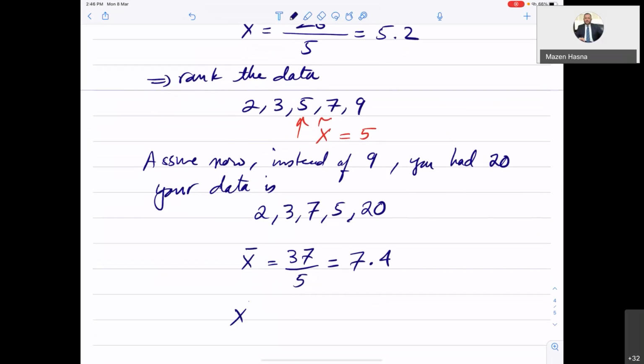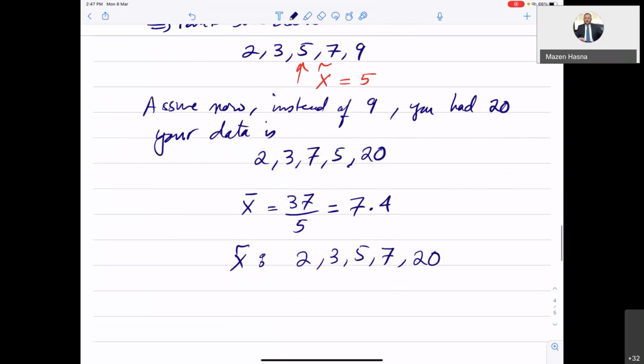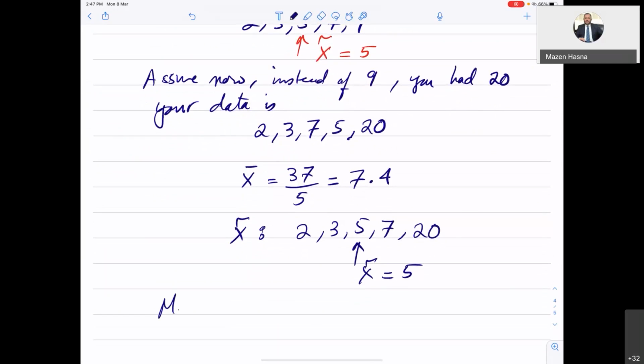However, what's X tilde? Excel, again, rank the data again, 2, 3, 5, 7, 20. What's the middle point? So the median was not affected. So this is the power of the median.